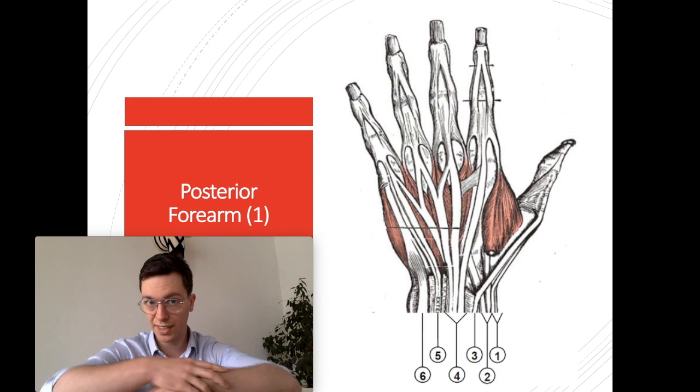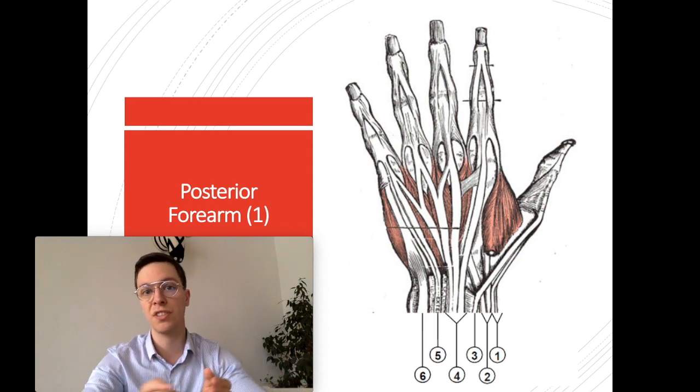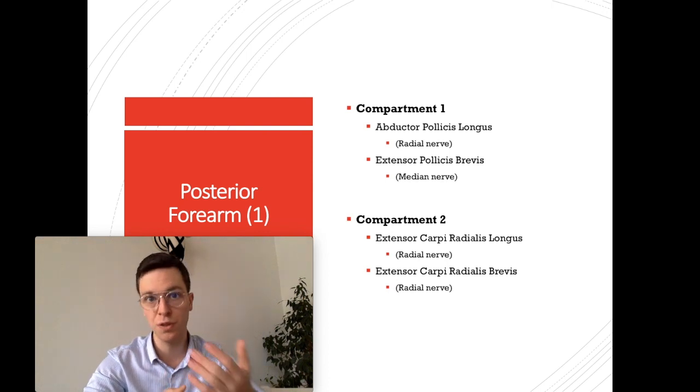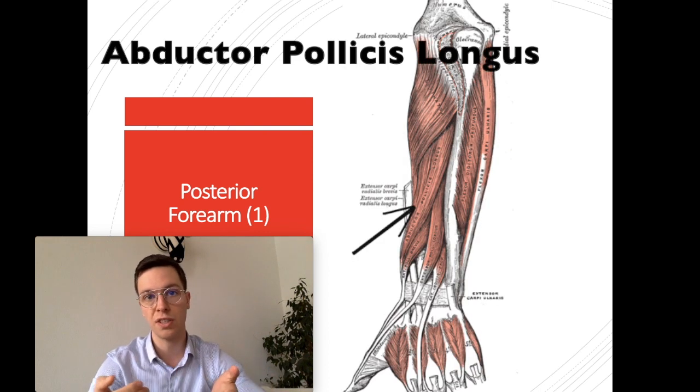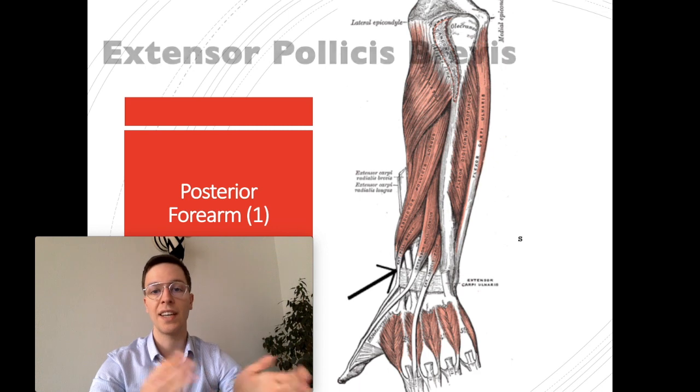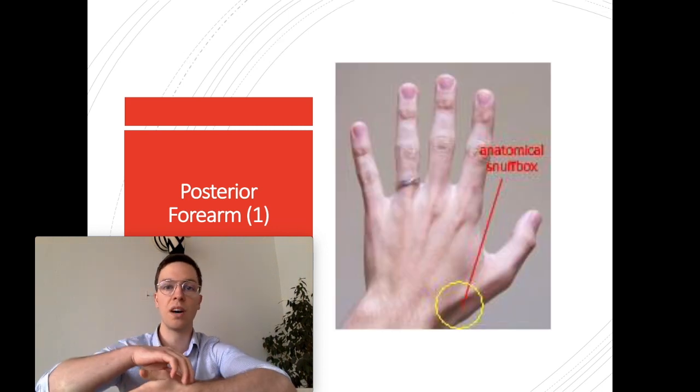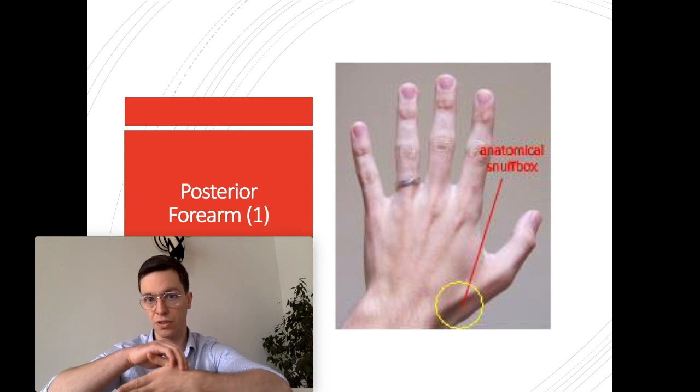On the posterior side of the forearm itself, all the muscles can be divided into 6 compartments. In the first compartment you have two muscles, the Abductor Pollicis Longus, which is innervated by the radial nerve, and the Extensor Pollicis Brevis, which is innervated by the median nerve. Both make up the lateral side of your anatomical snuffbox.